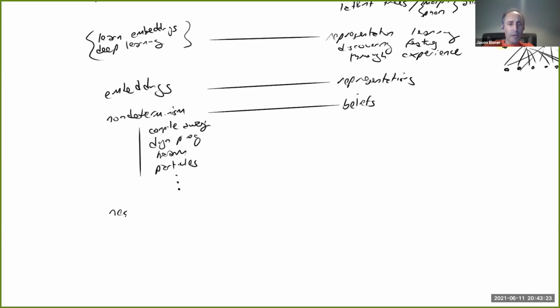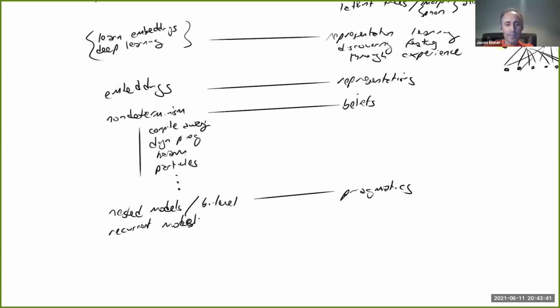So I could mention a few other things here. We have nested models, like bi-level optimization. And the reason we need that in NLP is pragmatics. I said already the reason we need recurrent models is compositionality.